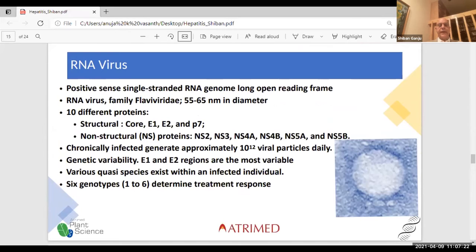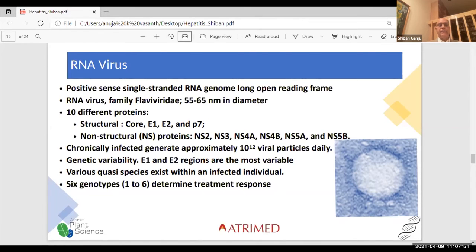The RNA virus diagram is shown in blue here. It is a single strand RNA virus, slightly larger than hepatitis B. Hepatitis B virus is about 40 nanometers. This one is 55 to 65 nanometers in diameter. And like I mentioned, it has 10 different proteins, most of them non-structural, and 3 of them structural.